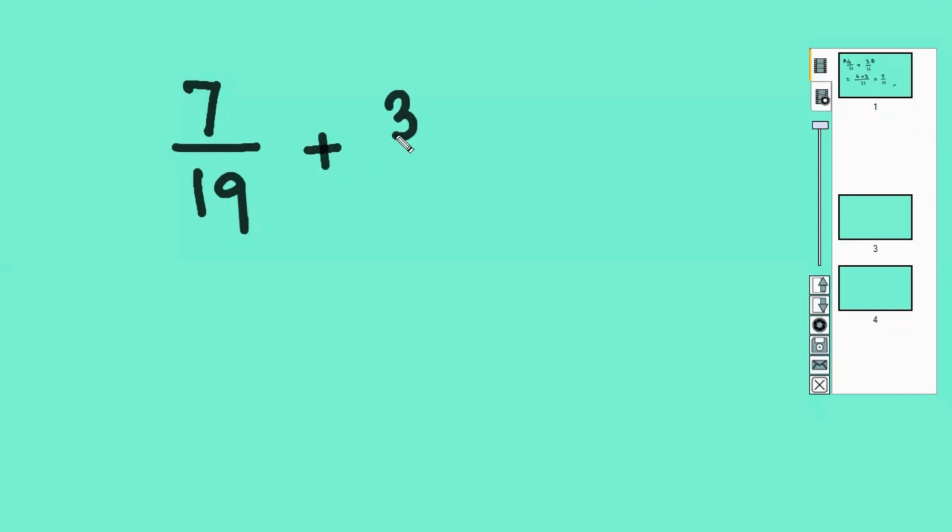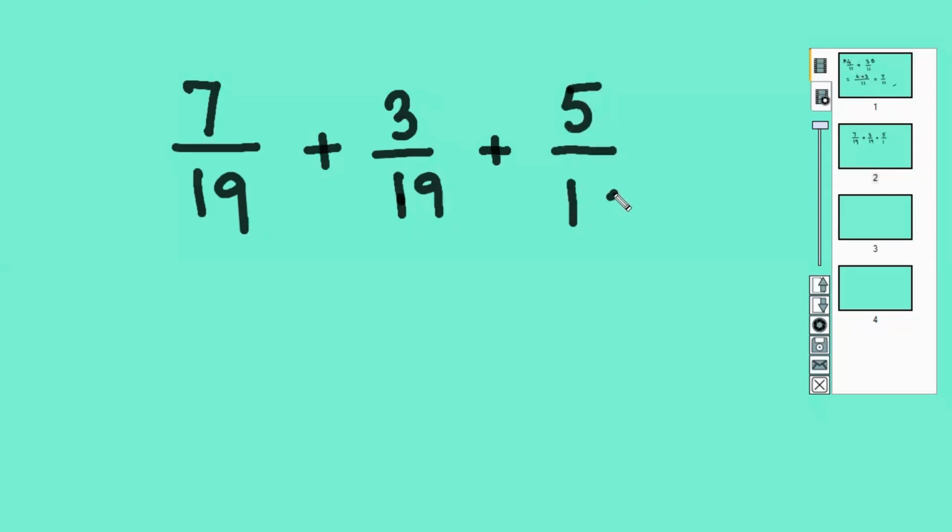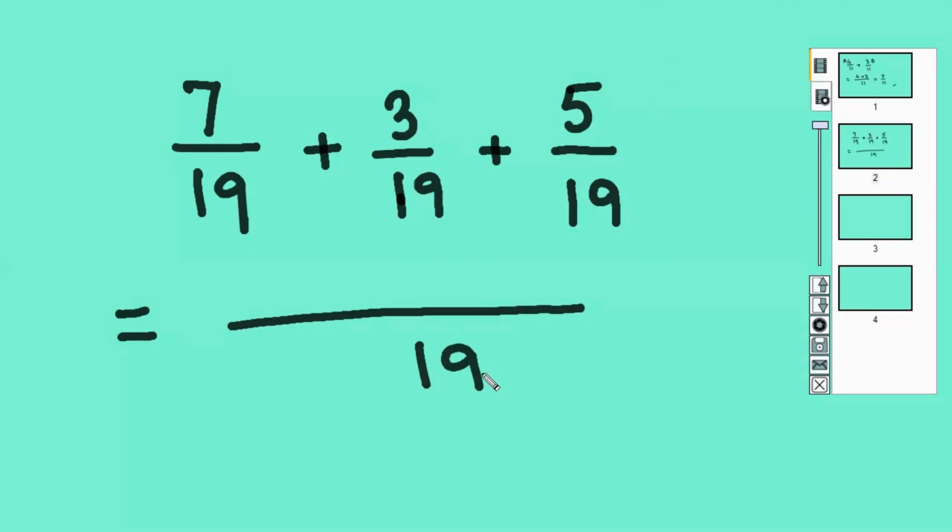So let's go on and take another example. Randomly, any fraction we can take: 7 out of say 19, and 3 out of 19, and say 5 out of 19. These are all like fractions. Why? Because the denominators are the same. So what we need to do is draw a line. We just write the common denominator 19 and we simply add the numerators over here.